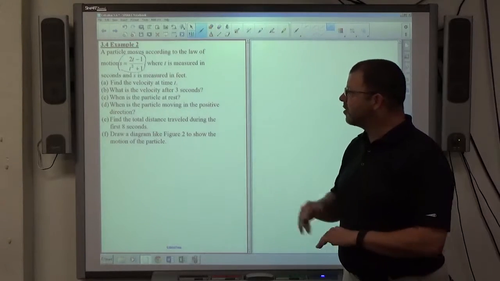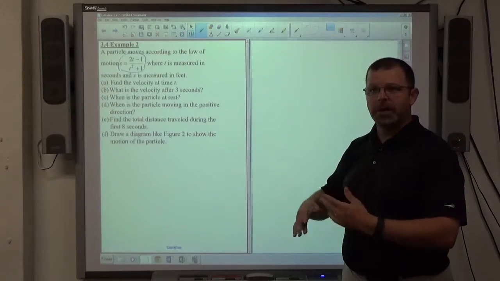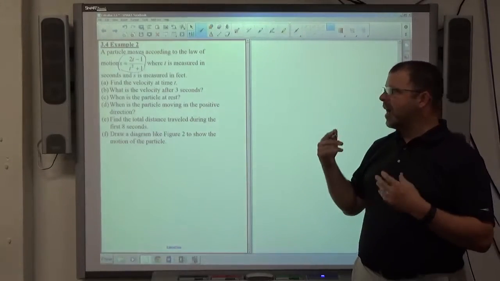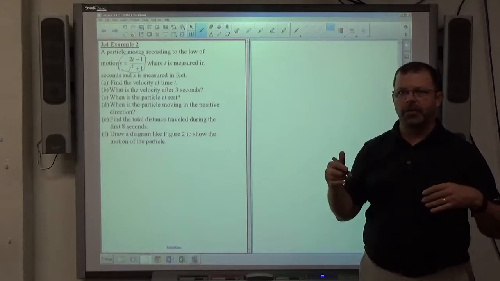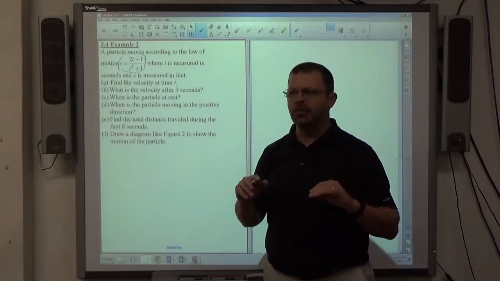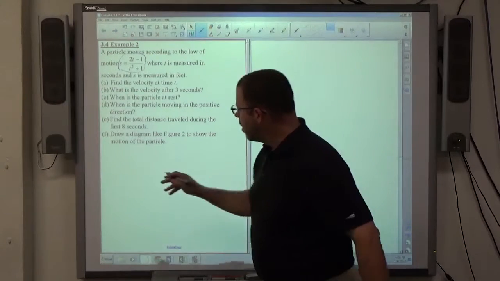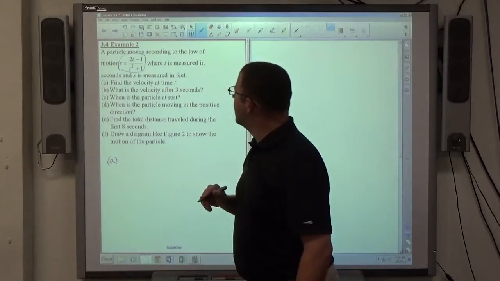All right, same 6 questions as the last problem asked us, so they're basically done the same way. The difference is, how do we find a derivative? How do we solve for the function, whatever, that kind of stuff. That's the type of stuff that's going to change here. So, question A, find the velocity at time t.